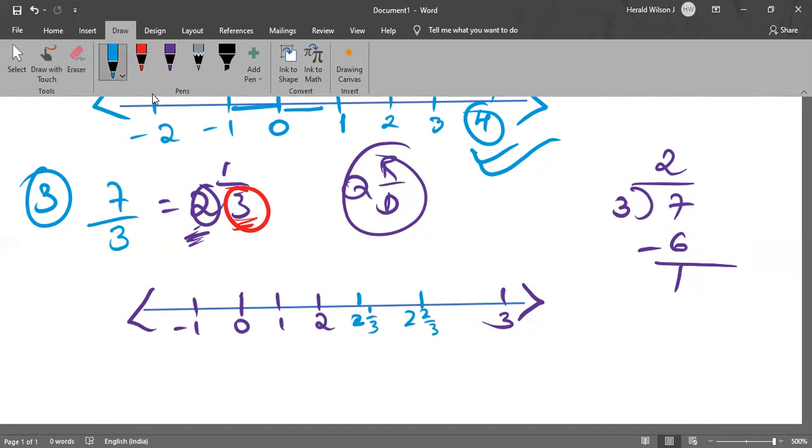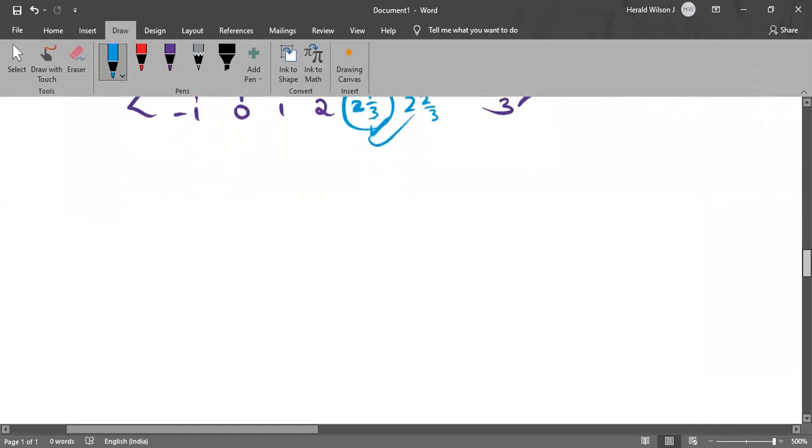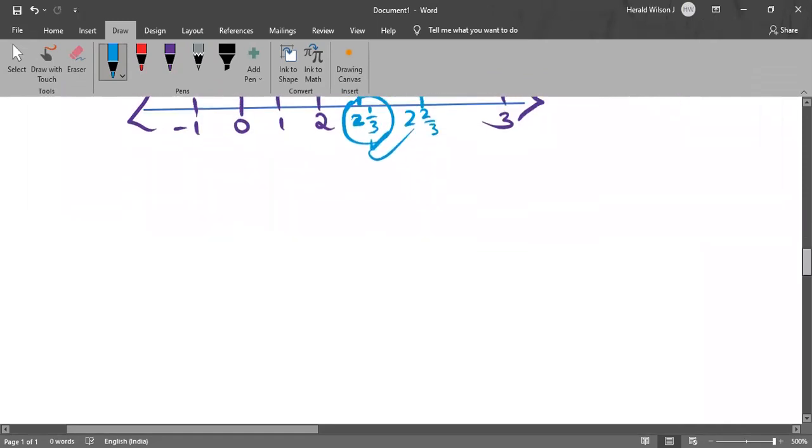I hope it is clear. If you want more sums, just let me know. I will try to help you out as much as possible. So we've got 2 1 by 3 on the number line. So this is not very important, I would say. The main thing is irrational numbers on the number line, which we will learn now how to do it. Okay. So before that, let us solve another improper fraction to mixed fraction question.